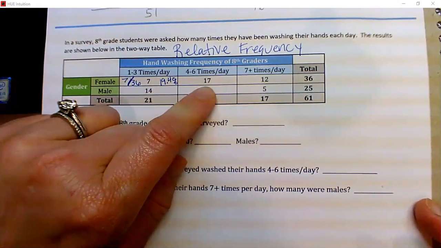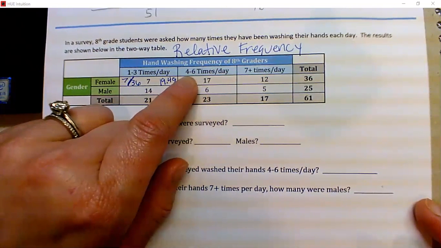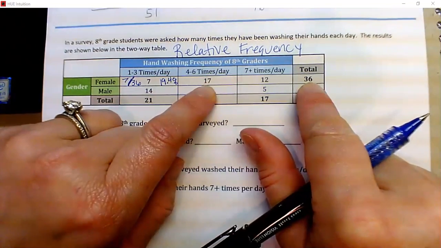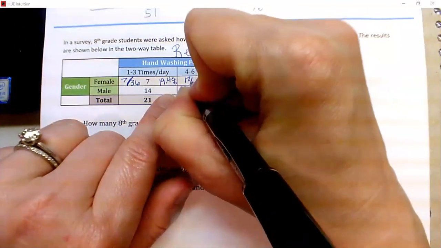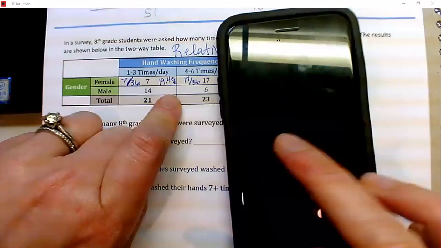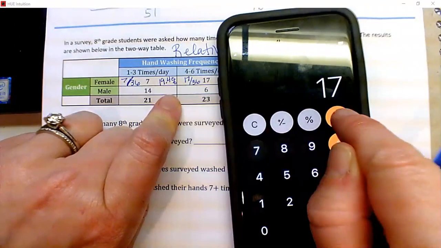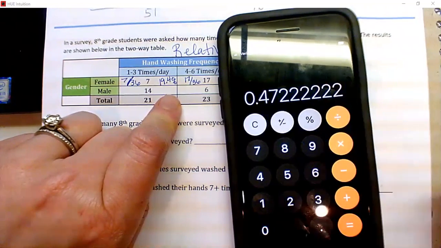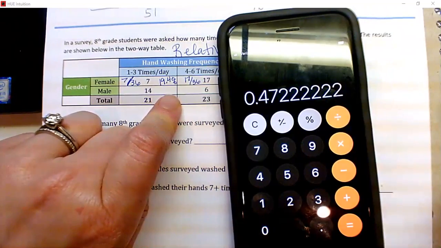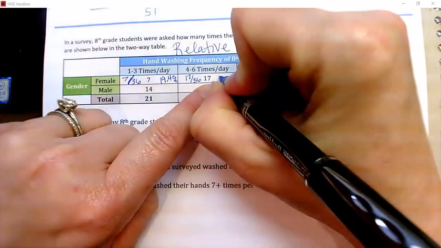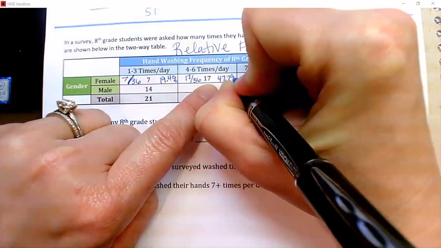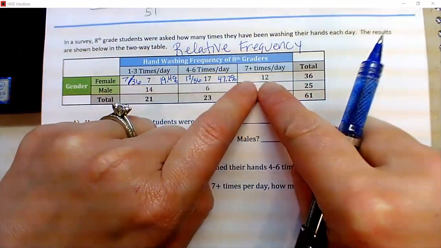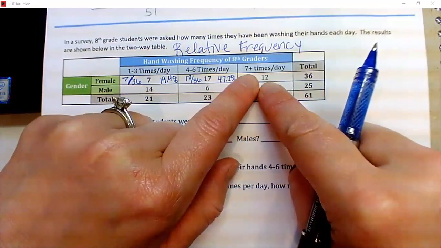How about females that wash their hands 4 to 6 times a day? That would be 17 out of 36, right? So 17 out of 36. Let me go to my calculator again. 17 divided by 36. If I move my decimal 2 times to the right, that's about 47%. Okay, I'm going to put 1 decimal place there, so 47.2%. Okay, and then how about those that are washing their hands a lot, 7+ times a day?